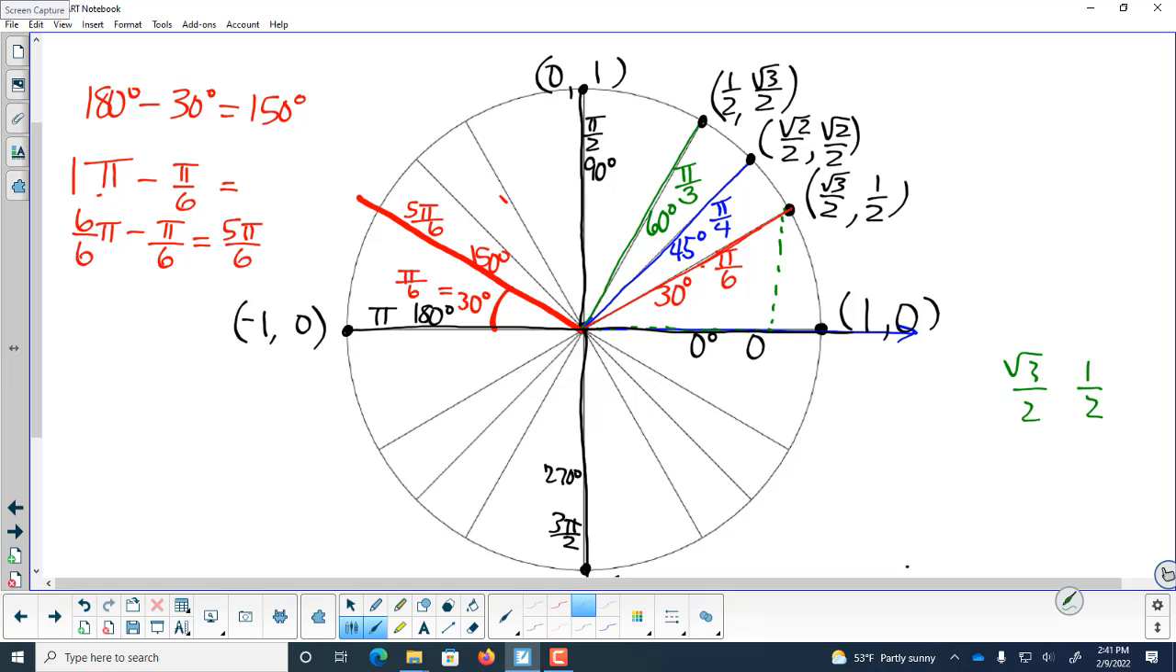Okay, so what do you think this angle is gonna be? What's this angle in the middle gonna be, with the reference angle of 45 degrees in quadrant 2?